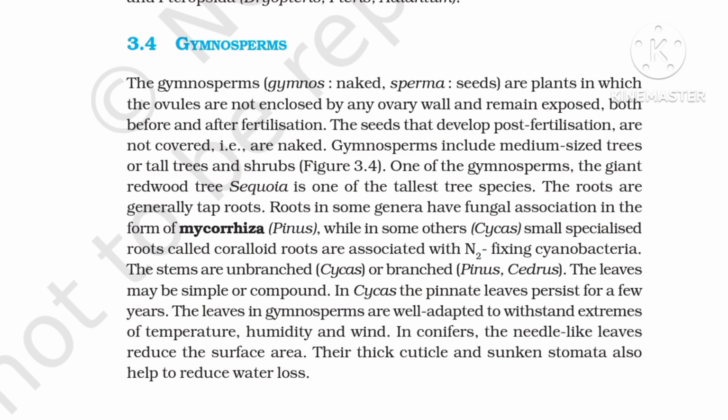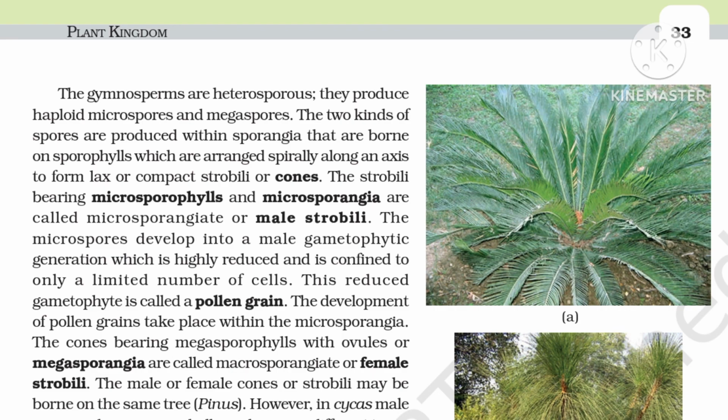The leaves in gymnosperms are well adapted to withstand extremes of temperature, humidity, and wind. In conifers, the needle-like leaves reduce the surface area. Their thick cuticle and sunken stomata also help. The gymnosperms are heterosporous. They produce haploid microspores and megaspores.